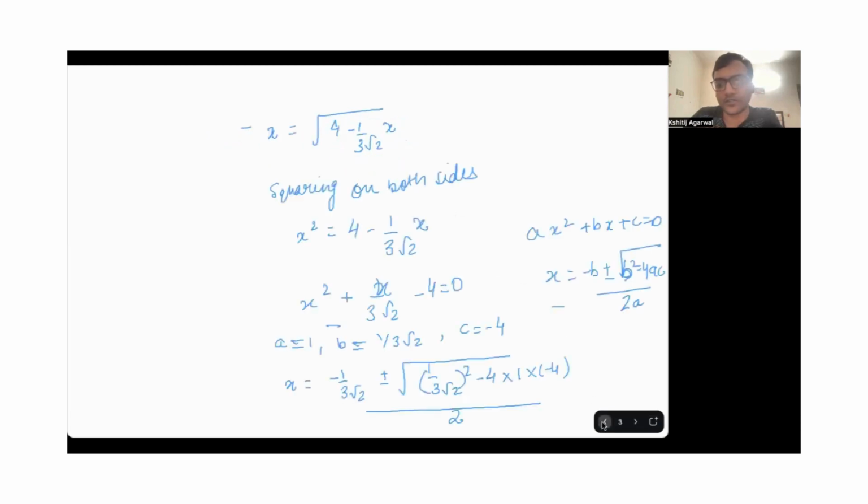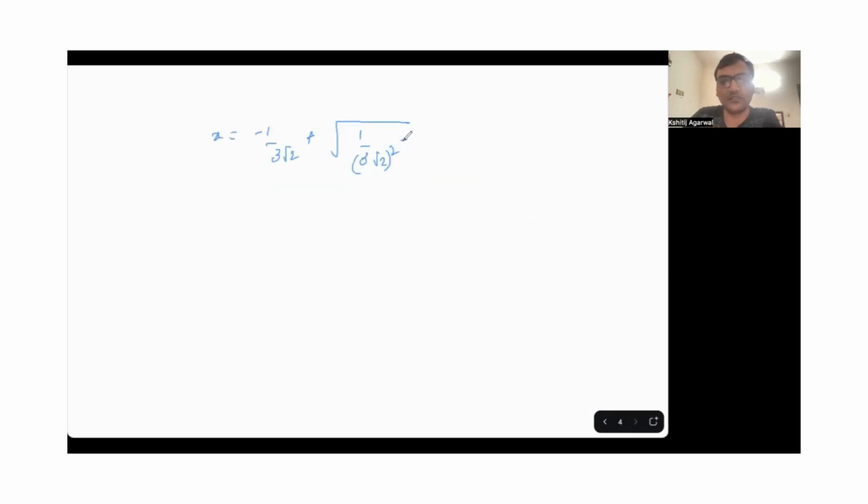Minus 1 upon 3 root 2 plus under root of 3 root 2 square minus 4ac, which was plus 16, upon 2. Now let's just see what happens.